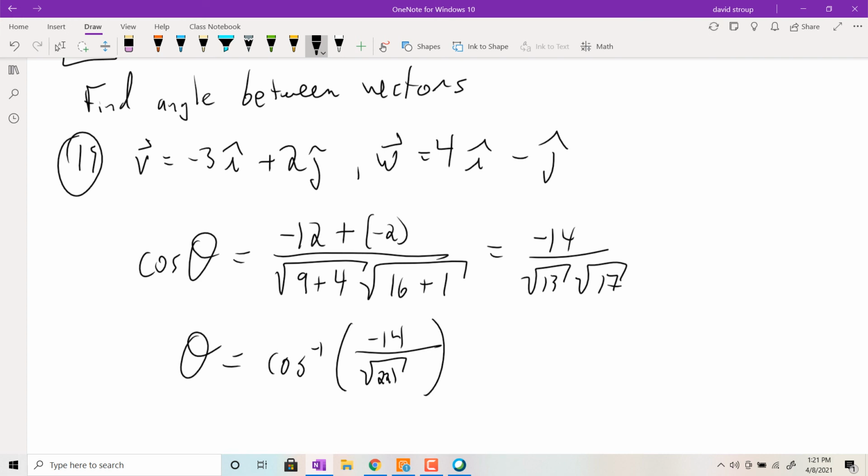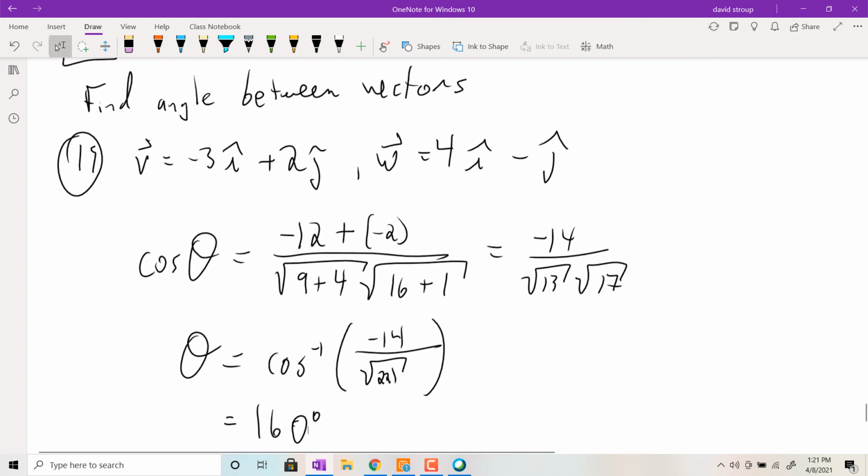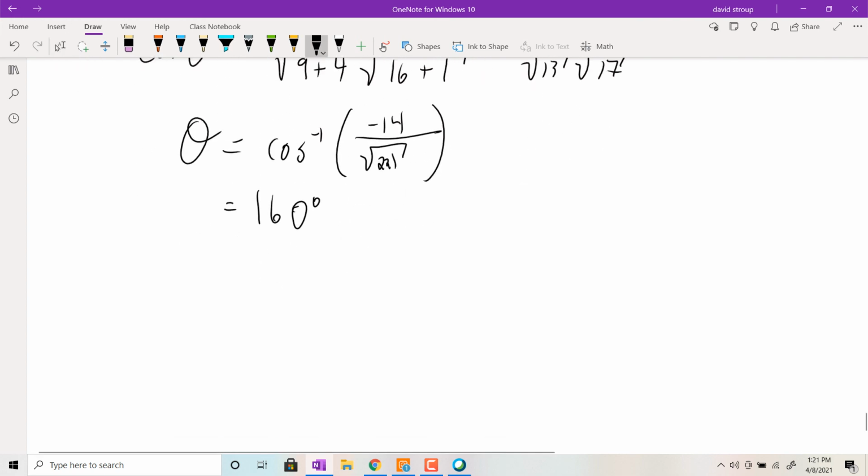Okay, so in this case, if you put that in your calculator, make sure you're in degree mode, you get 160 degrees. One other question was orthogonal. If the cosine of the angle between them actually equaled 0, like in this case, that would mean that theta was pi over 2. In other words, the angle between the two vectors was 90 degrees. In other words, they were orthogonal.